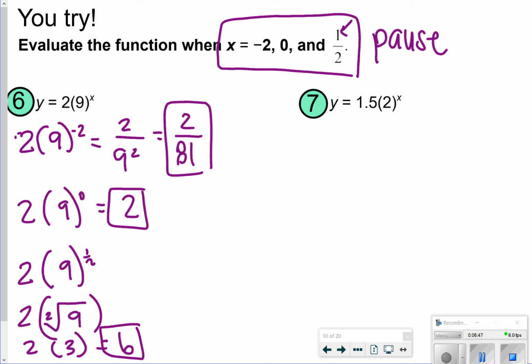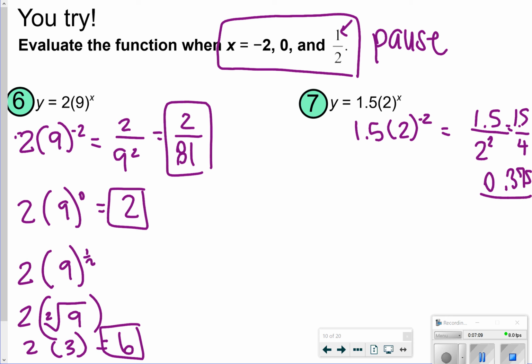Number 7 with your first value of -2. So we'll have 1.5 times 2 to the -2nd power. Again, that changes to 1.5 over 2 to the 2nd power. So we'll have 1.5 over 4. And then you can go ahead and divide that. You get a decimal of 0.375.